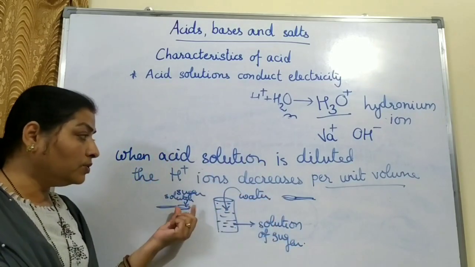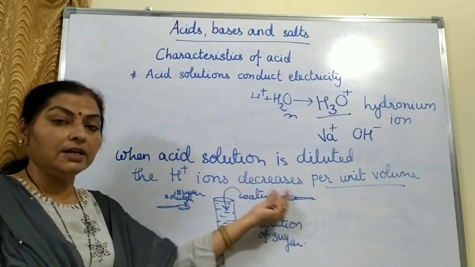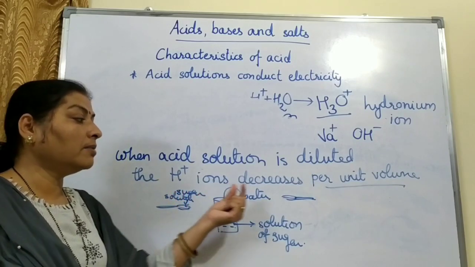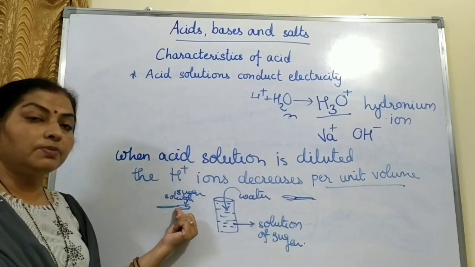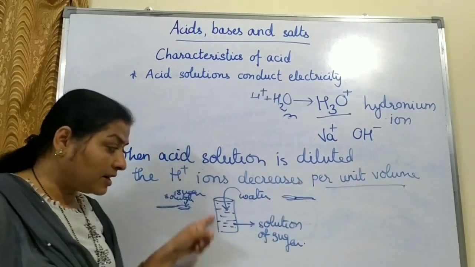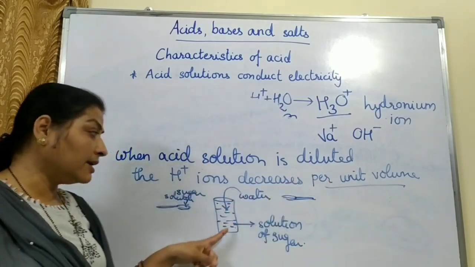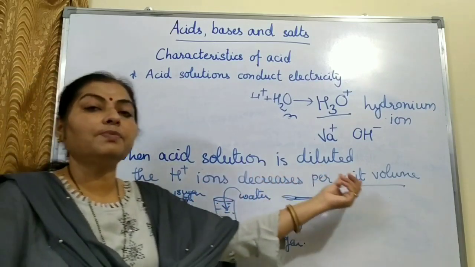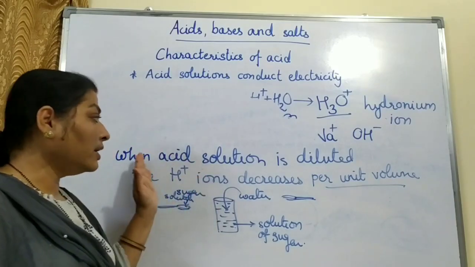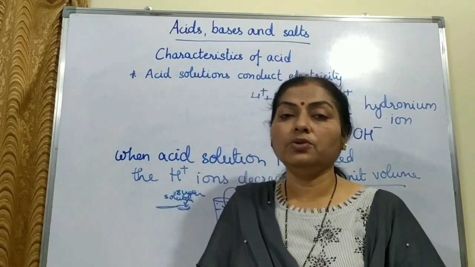Per unit volume, unit means one. We have compared for the same quantity. The same spoon we have taken here also, in here also. So in this spoon, the number of sugar molecules has become less as compared to this spoon. So we say that H plus ions decrease per unit volume. If instead of sugar this is acid, then H plus ions will decrease per unit volume. In the case of sugar, sugar molecules decrease per unit volume. So this is the last characteristic, that on dilution of an acid solution the H plus ions decrease per unit volume.